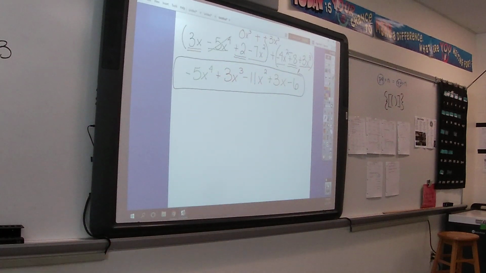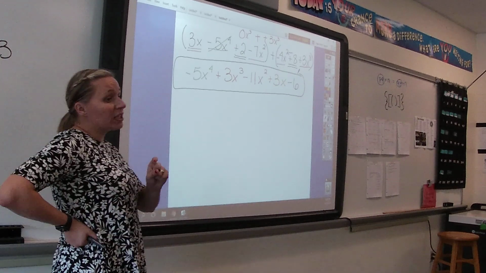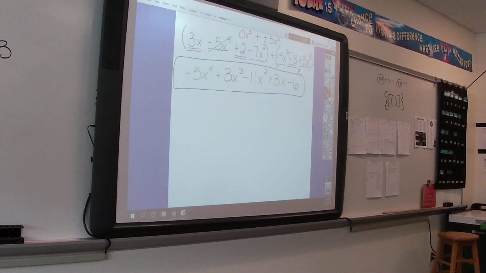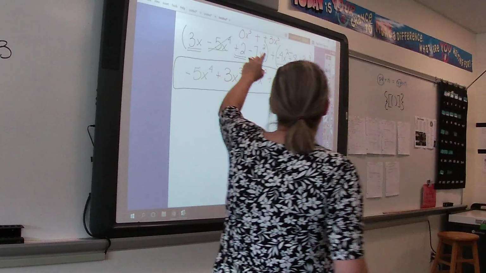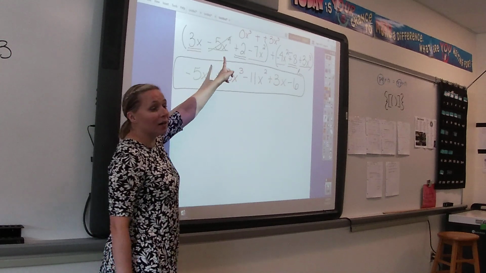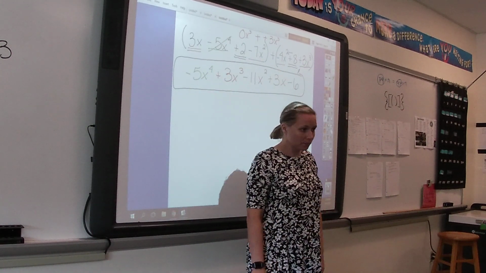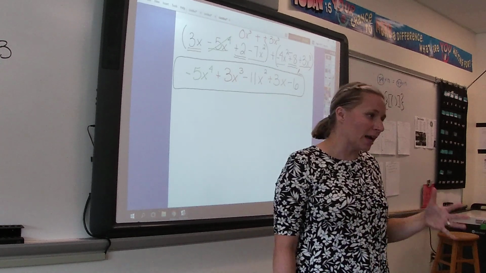Yes, Bailey? Since we have the negative 5x to the fourth and the 3x that don't have anything with it, couldn't we just write those first and then write the rest? No, because if you're just writing down the ones that don't have anything with it first, you're not going to be in standard form. You have to have the largest exponent of 4, 3, 2, decreasing. They have to be in that order. That's our standard form.